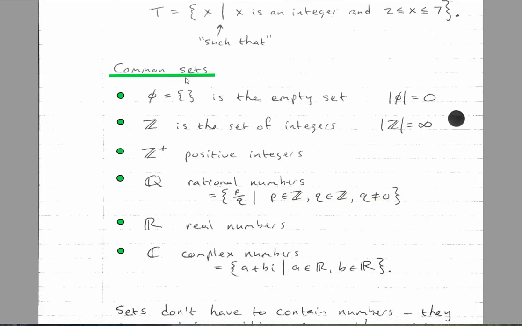Here are some common sets. So the simplest set is the empty set, so no elements. It has this symbol, like an O with a line through it. It's like a Greek letter phi. Or you could just use this symbol, braces with nothing inside. The cardinality of the empty set is 0, so no elements.